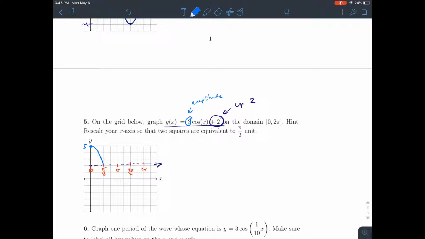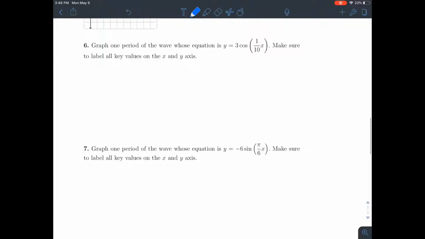We come down to 0, which is not actually 0, it's just our midline. Then we're going to go down 3 total. So down 3 from here would be back to -1, up from -1 to the midline, and then from the midline up back to the maximum, giving us a complete cycle of cosine. So y equals 3 cosine x plus 2.